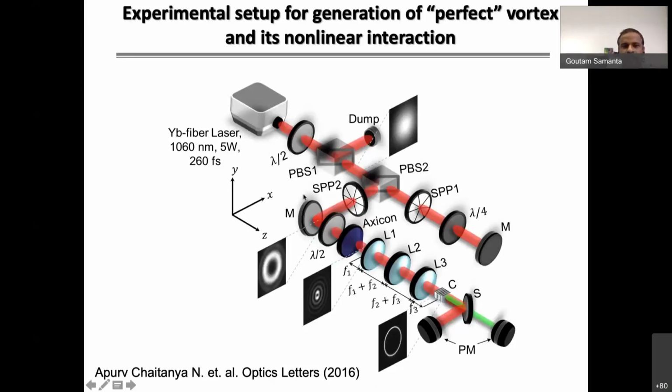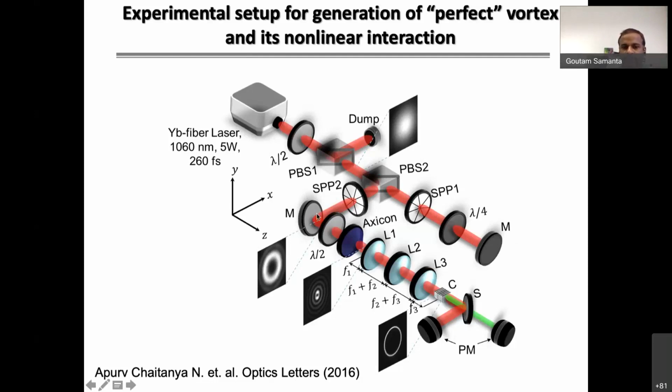So this is the typical experimental setup where you take the laser beam, and again we generate the vortex beam. This is basically a Doppler setup. So we take these and then use different combinations of spiral phase plates to convert that beam into a vortex.